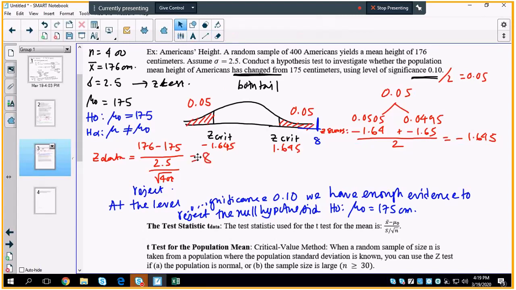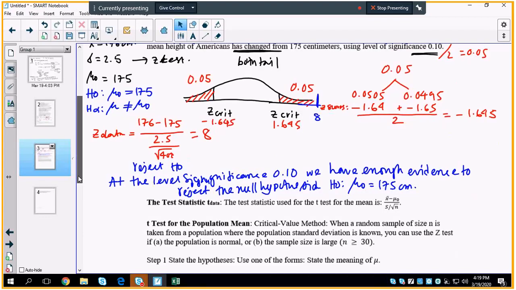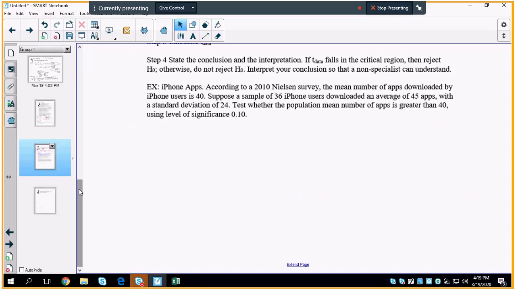So let's see what we have. We said reject the null hypothesis at the level of significance 0.10. We have enough evidence to reject the null hypothesis. Alrighty, so let's think about the other problems and see why we are encouraged to do the t-testing.